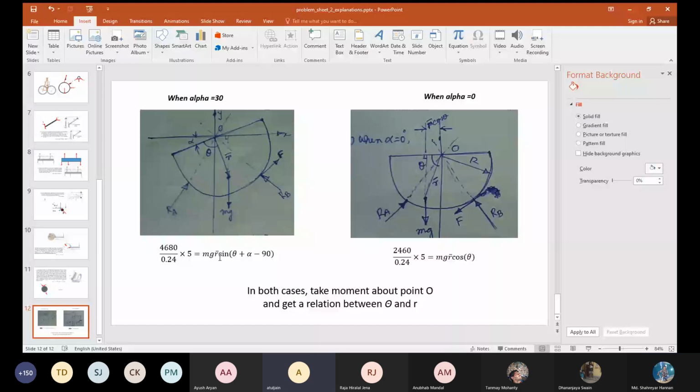Sir, why is the sector not applying force? Which sector?